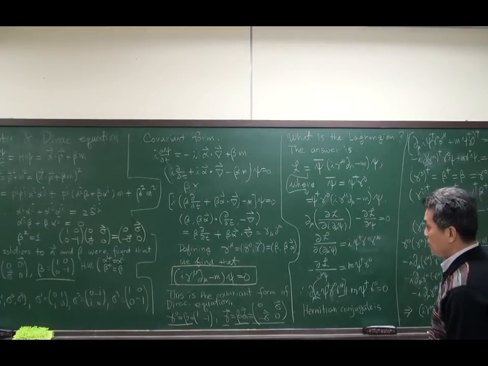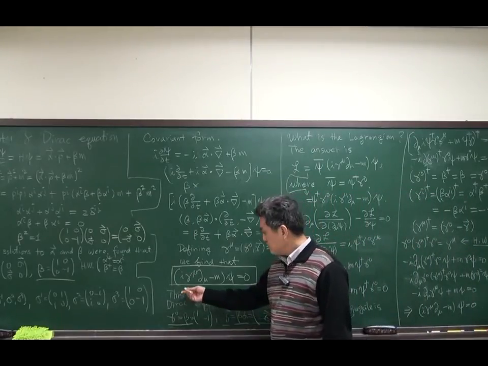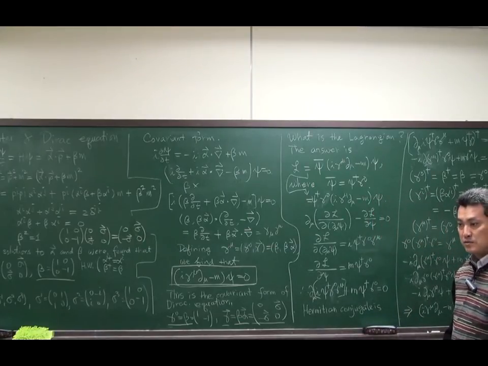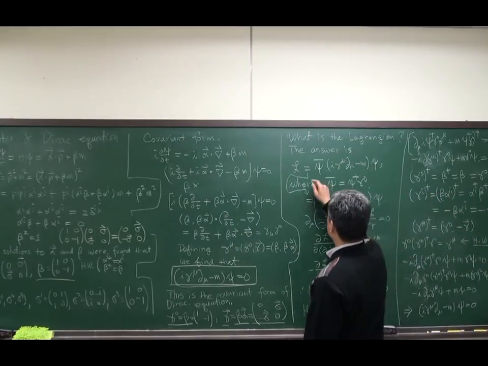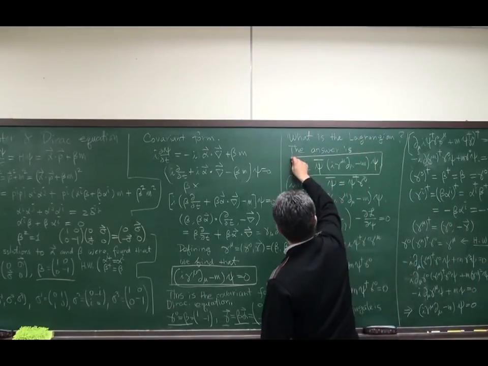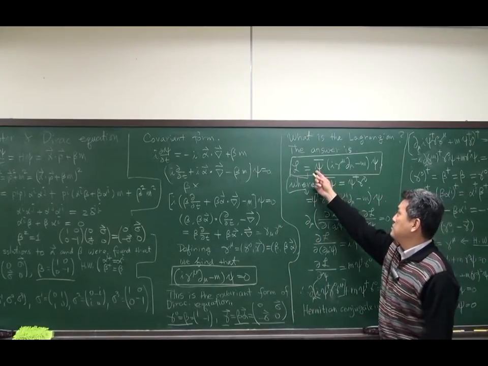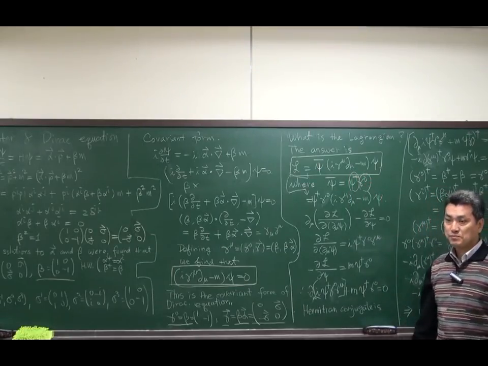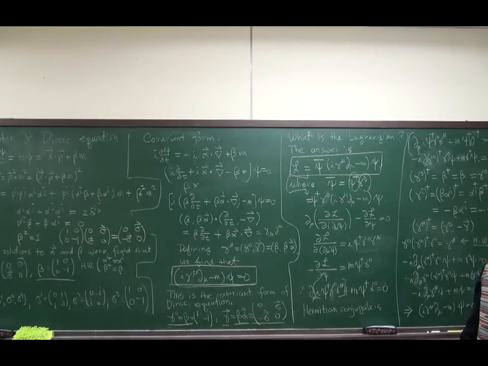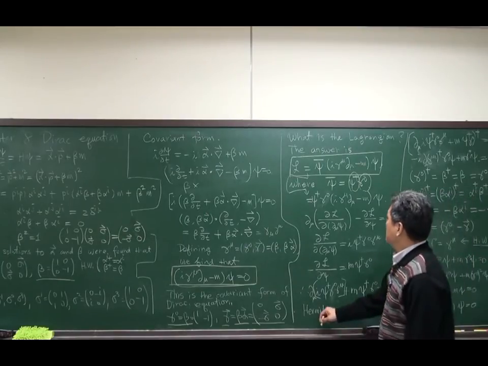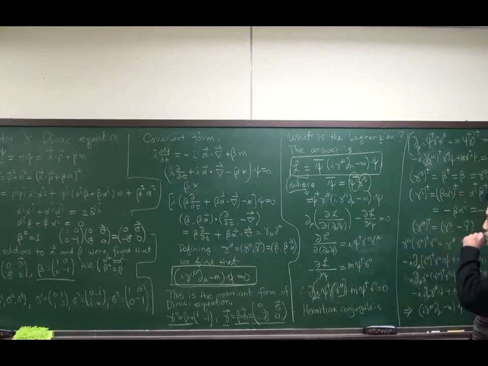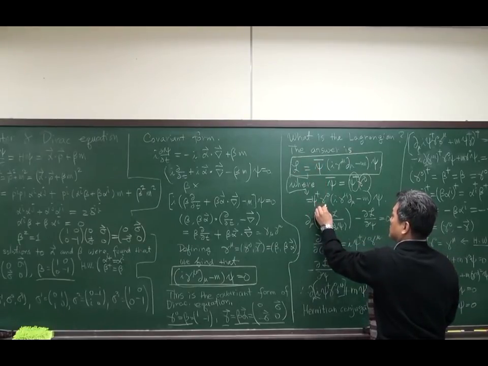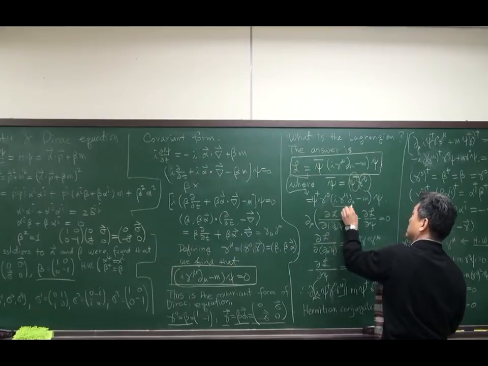Then our next question is what is the Lagrangian that produces this equation of motion? To make it short, let me just give you the answer. This is the Lagrangian, where this psi bar is defined to be psi dagger multiplied by gamma 0. So this is psi dagger and gamma 0, and I copied the remaining part.